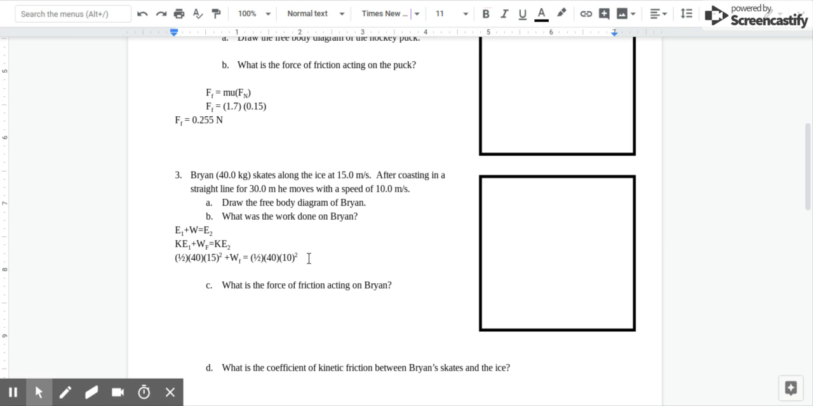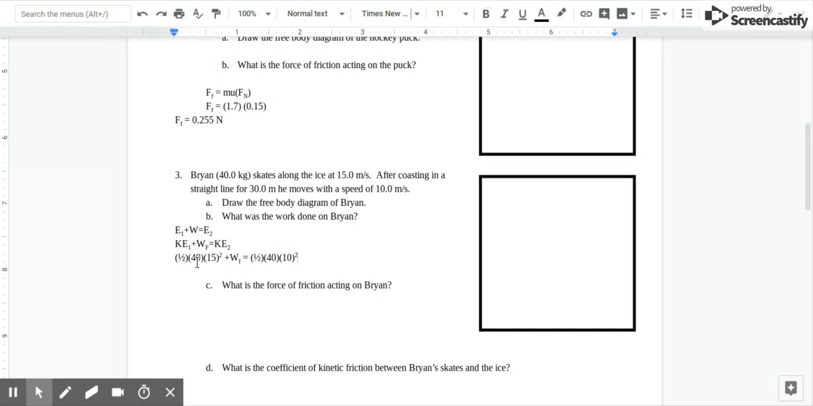All right, welcome back. If you need the free body diagram, go back to the last video and look at the end of it. And if you need to see how we got to here, go look at the last video at the end. So right now we were calculating KE1 plus work of friction equals KE2.